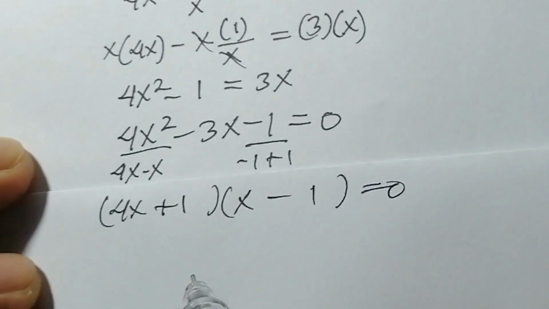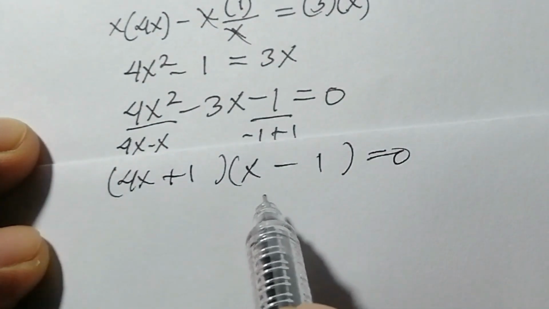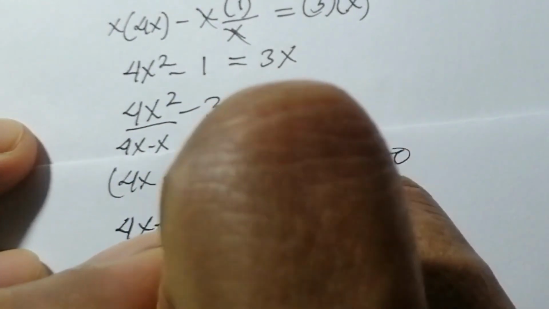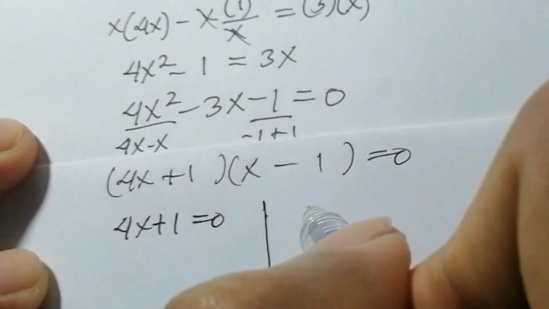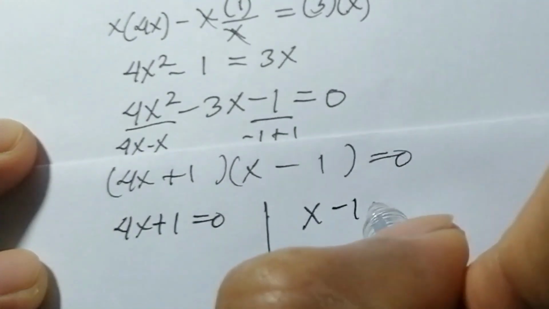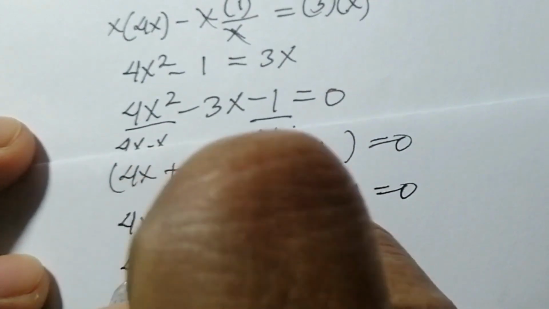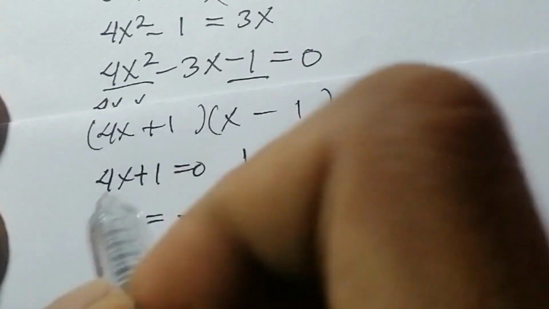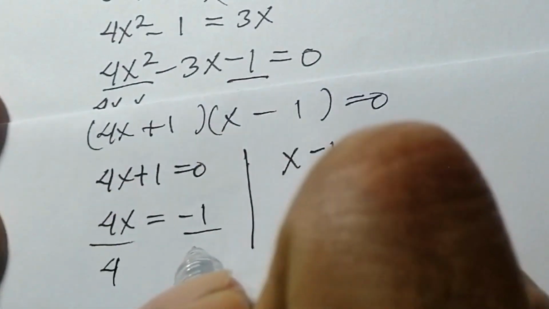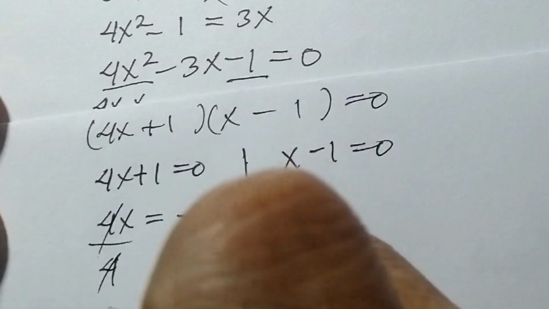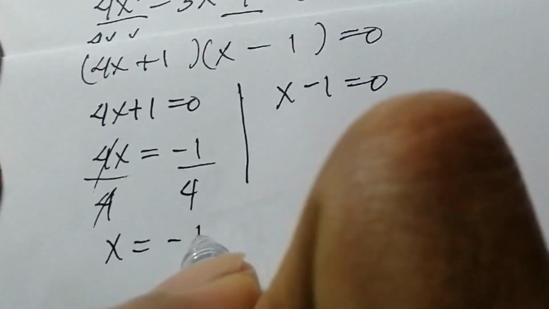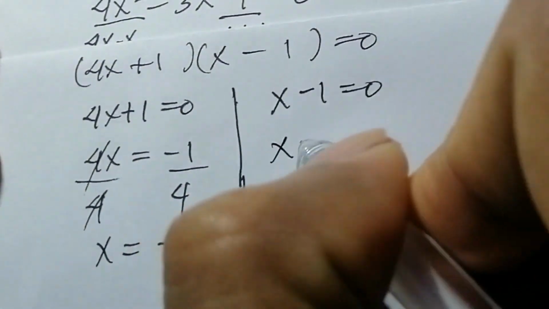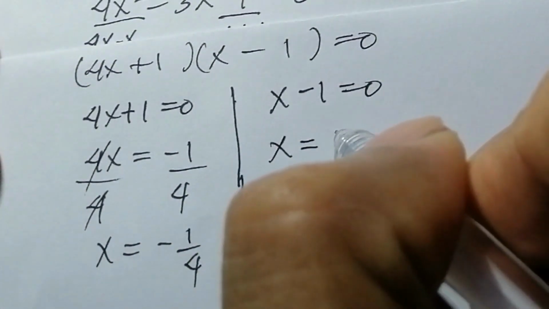Now here we have two cases: 4x plus 1 and x minus 1. Let's begin with 4x plus 1 is equal to 0, then x minus 1 is equal to 0. So for 4x, if we transfer this to the other side, this becomes negative. Then we divide by 4 on both sides, so we cancel the 4. x is equal to negative 1/4. On the other side, x is equal to, we transfer this, becomes positive 1.